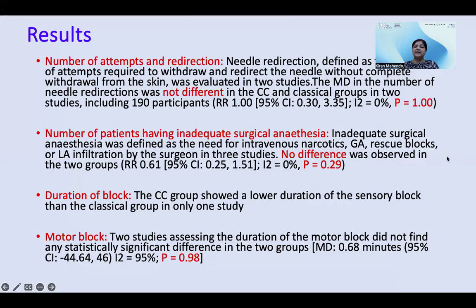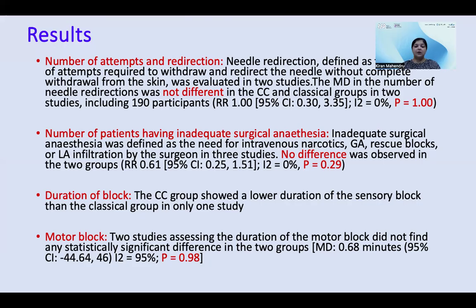Coming to the number of attempts and redirection, needle redirection defined as the number of attempts required to withdraw and redirect the needle without complete withdrawal from the skin was evaluated in 2 studies, and there was no difference in either the number of attempts or redirection required in 2 groups. The number of patients having inadequate surgical anesthesia, which means the patient requiring IV narcotics, GA, rescue blocks, or local anesthetic infiltration by the surgeon, there was no difference in both the groups.